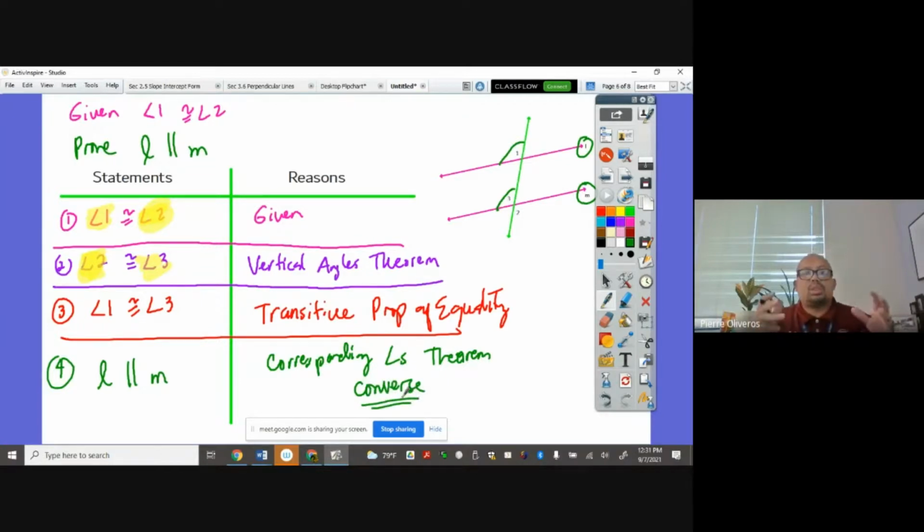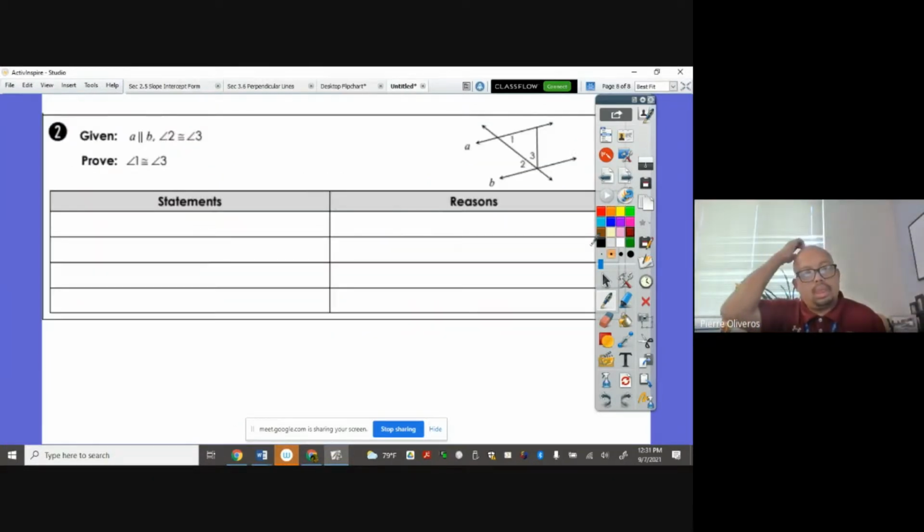Why converse? Because we know that if the two lines are parallel, their corresponding angles are congruent. The converse is the reverse. If we know that angle 1 and 3 are congruent, then the two lines are going to be parallel. Converse is reversed. Okay. All right.